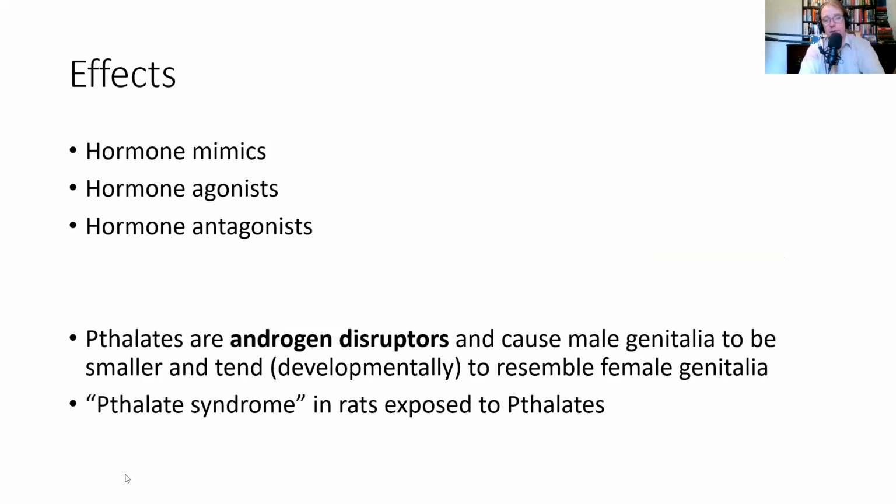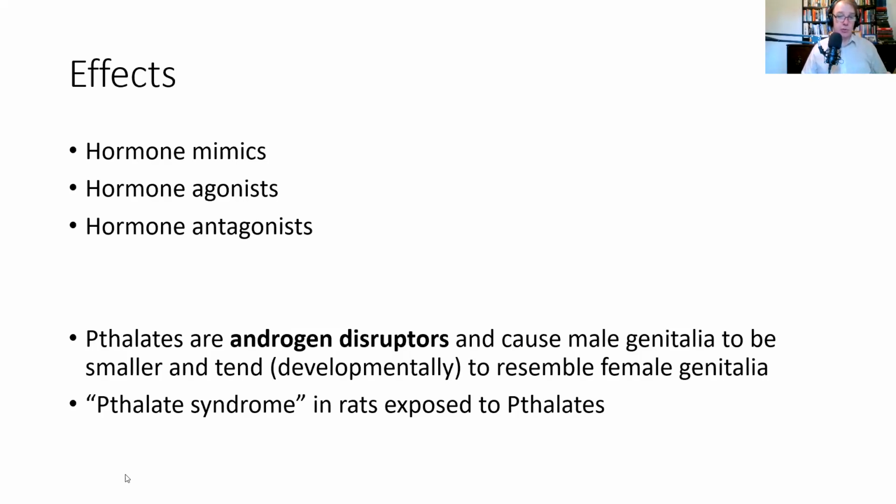So what are the effects? You have hormone mimics, which are EDCs that have the same effect as a hormone. You can have hormone agonists that actually work against the hormone, so they have the opposite effect of a hormone, but they don't actually interact with the hormone's receptor. And you can have hormone antagonists, which actually interfere with the hormone. So there are three different biological effects.